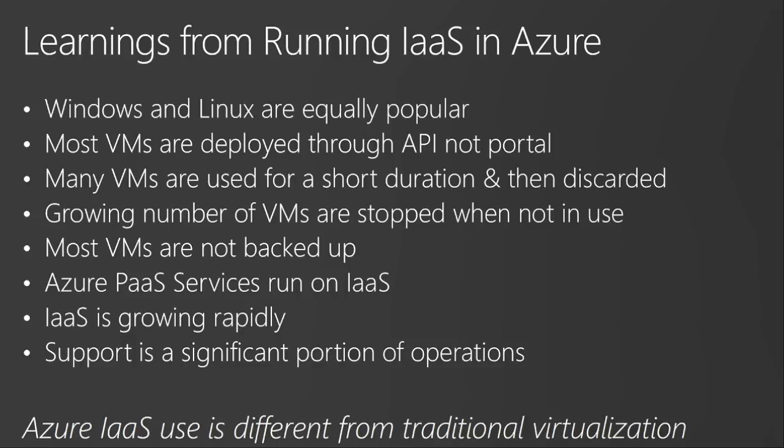Most VMs that are deployed in Azure are not deployed through the portal. They're deployed through an API instead. What does that tell you? It tells you that developers using the cloud, they prefer to automate their deployments so that they can get consistent outcomes out of that. This is why they do deployments multiple times a week, maybe multiple times a day. They can't do that unless they can fully automate that.